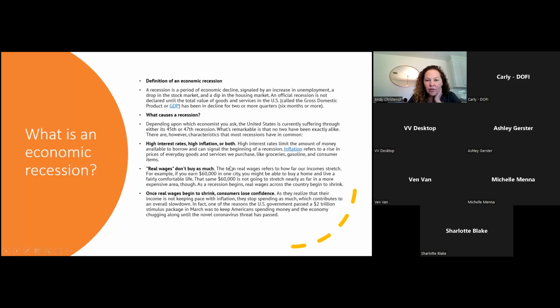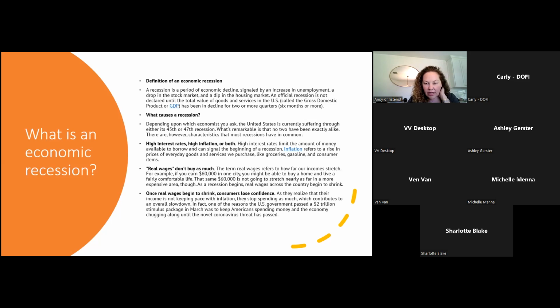Inflation refers to a rise in prices of everyday goods and services we purchase, like groceries, gasoline, and consumer items. Real wages don't buy as much. The term real wages refers to how far our income stretches. For example, if you earn $60,000 in one city, you might be able to buy a home and live fairly comfortably. That same $60,000 is not going to stretch nearly as far in a more expensive area, though. As a recession begins, real wages across the country begin to shrink. Again, the value of the dollar has dropped and the cost of goods goes up.